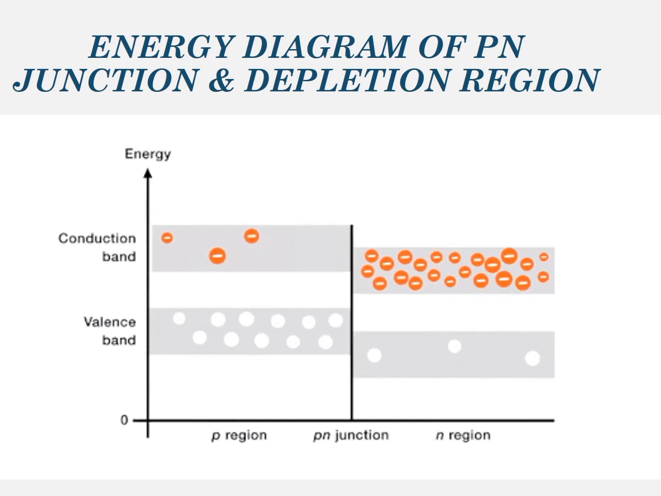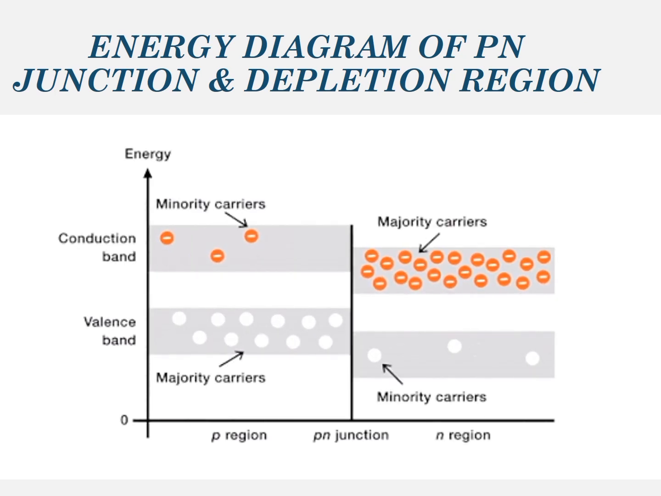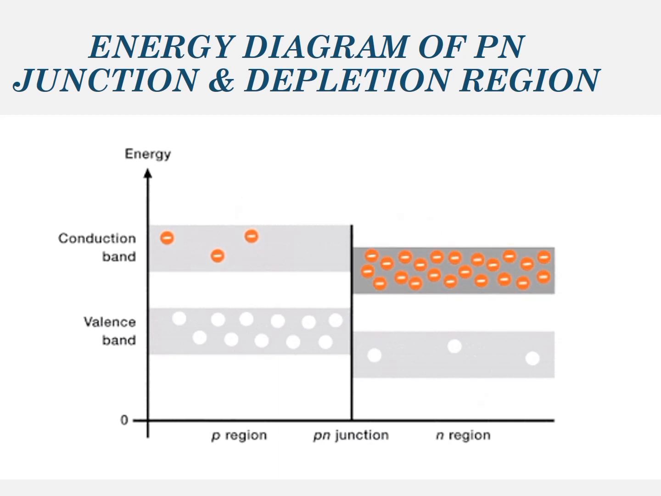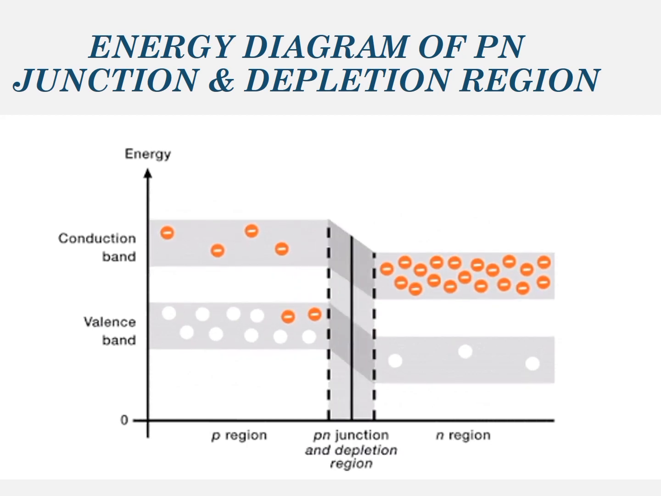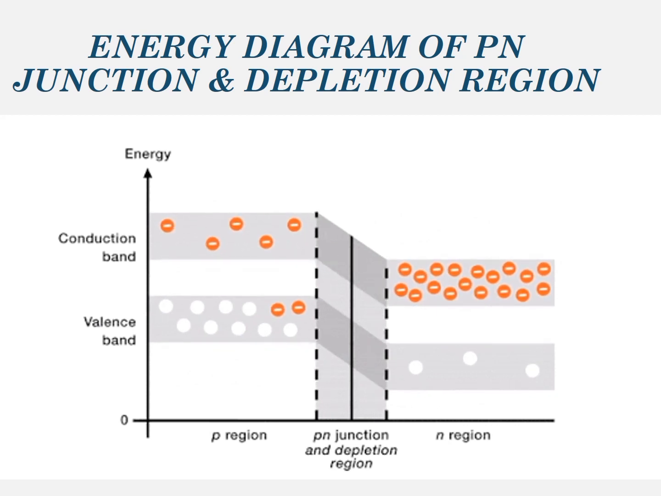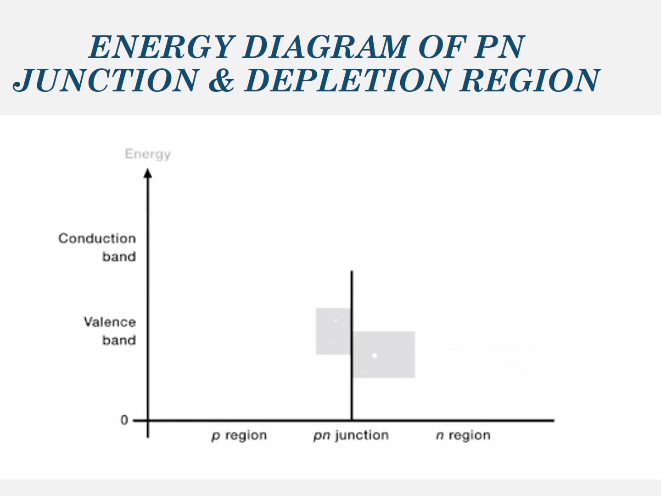Now look at it again. The conduction band in N region is at lower energy level as compared to conduction band in P region. So when these electrons diffuse across the junction and enter P region, they lose their energy and fall into holes in valence band in P region. As a result, depletion region is formed.